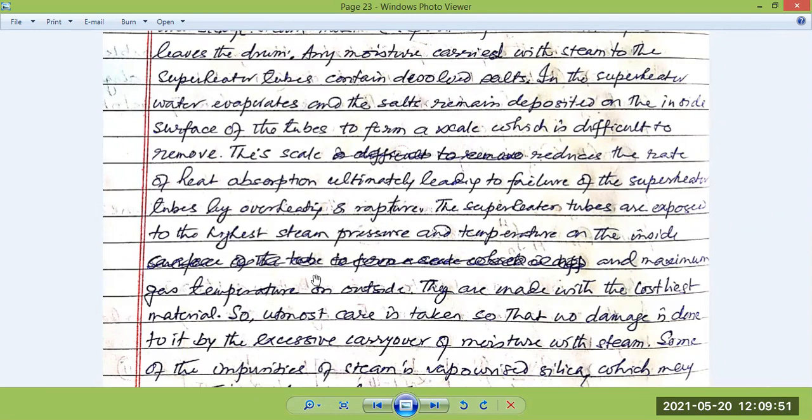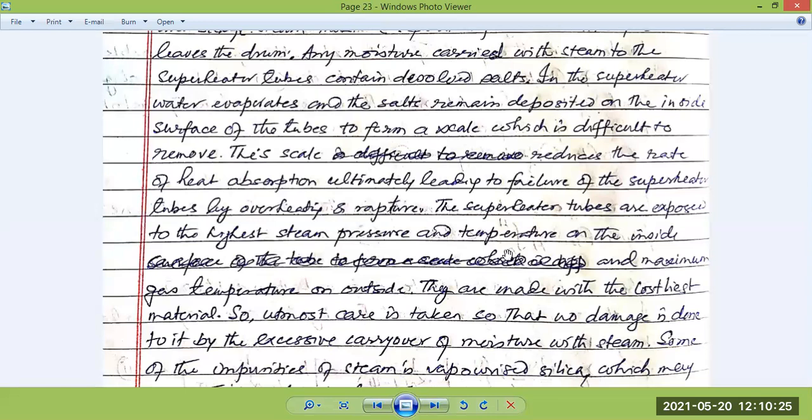The superheater tubes are exposed to the highest steam pressure and temperature on the inside and maximum gas temperature on the outside. So they are made with the costliest material, and most care is taken so that no damage is done to them by the excessive carryover of moisture with the steam. The superheater is made with extremely costly tubes.